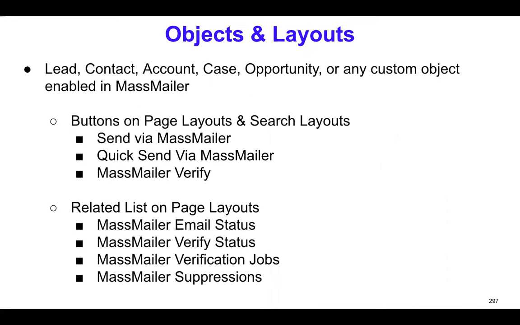As you may be familiar, MassMailer is by default supported for certain standard objects. I've listed a few of them here: lead, contact, account, case, opportunity. We are adding a few more though. Opportunity contact roles is already available. I've not listed that because it doesn't have a page layout. You may see case team as well, and account relationship in the next release, but I've just listed the basics. And also campaign is there, so that's in the next slide.